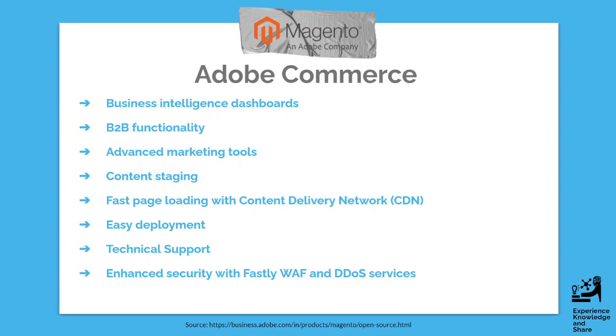Yeah, so a few points are currently available in Adobe Commerce only, or you can say it's supported because it's commercial. These are part of Adobe Commerce: business intelligence dashboard, B2B functionality, advanced marketing tools, and content staging. Again, many of them are paid, like blog page and promotional rules, and they are extra. Even category and many things are there which we can use for content staging. Even they have fast page loading with content delivery networks, like CDNs.